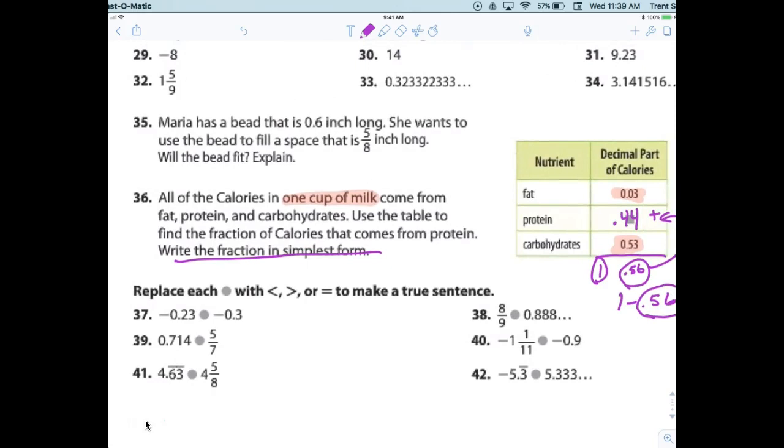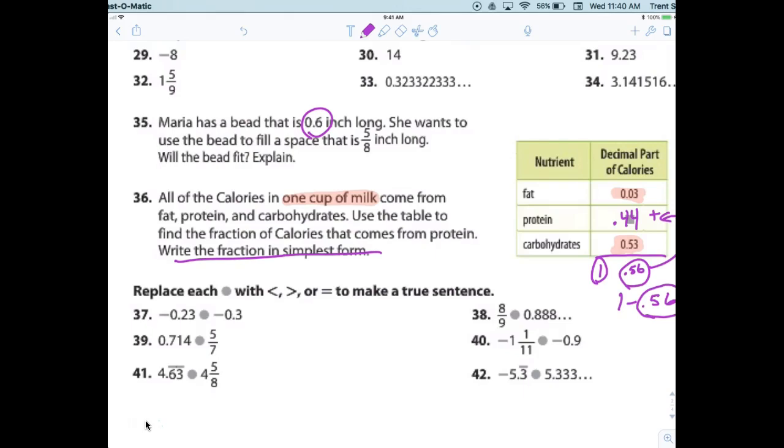Maria has a bead that is 0.6 inches long. She wants to use the bead to fill a space that is 5/8 of an inch long. Will the bead fit? We'll have to figure out 0.6 is what fraction? 3 over 5. You agree? You sure? Don't listen to her. She's correct this time. You see what I'm saying, right?